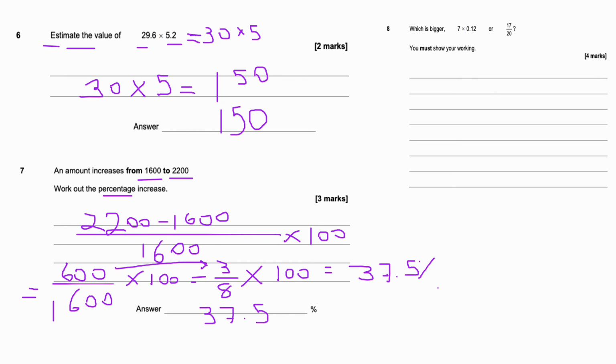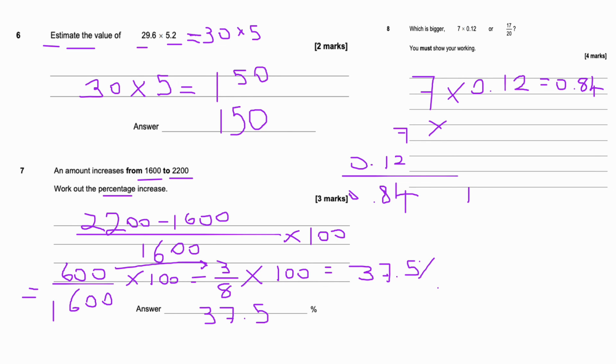Question number 8, guys. Which is bigger, 7 times 0.12 or 17/20? Well, let's work out 7 times 0.12. So 7 times 2 is 14. So 4 carry the 1. 1 times 7 is 7 plus the 1 is 8. And then 0 times 7 is just 0. So the answer is 0.84.